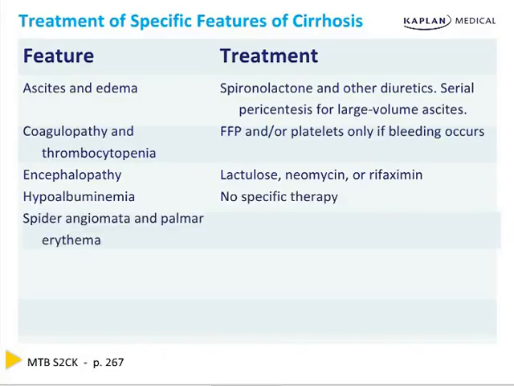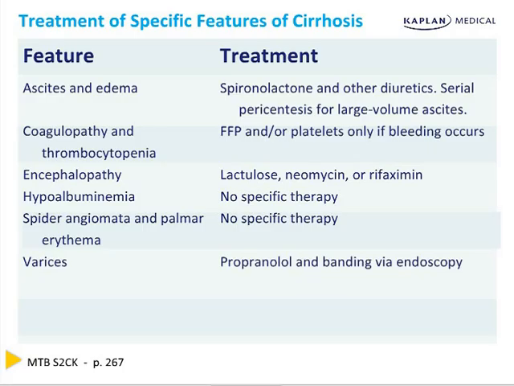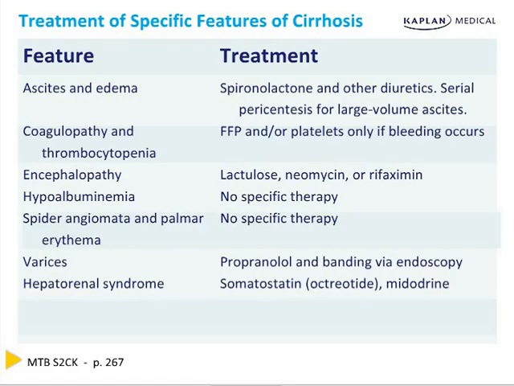For the spider angiomata and palmar erythema, again, there's no specific therapy. For the varices, you can prophylax with propranolol and band them via endoscopy. For the hepatorenal syndrome, you can consider somatostatin or midodrine. And for the hepatopulmonary syndrome, unfortunately, there's no specific therapy.